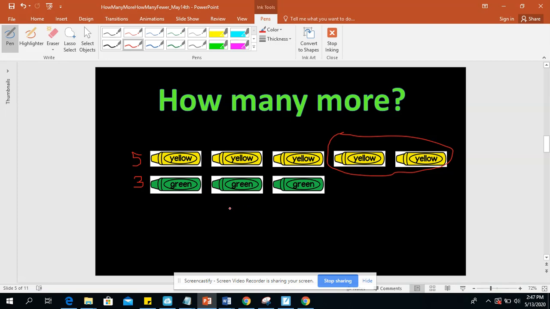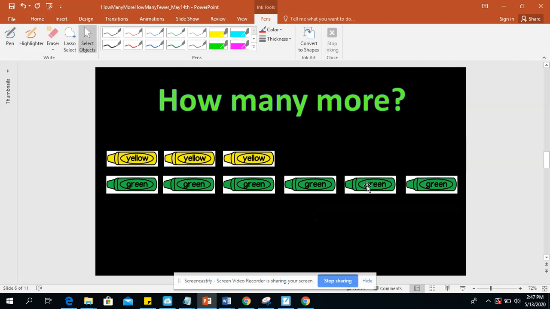Another way you can solve this is by subtracting. You can take 5, take away 3, which equals 2. 2 more yellow crayons than green crayons.